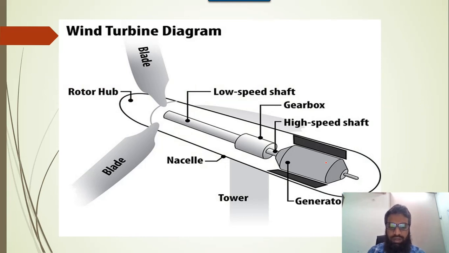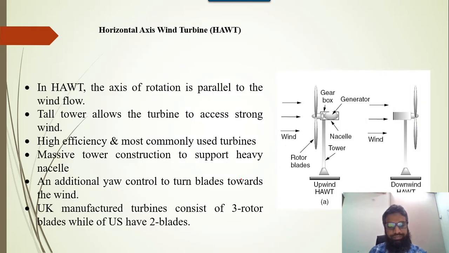So this is the wind turbine. If you see, this is the rotor hub, then we have the blade, then we have the low speed shaft, then we have the gearbox, and we have the high speed shaft, and then we have the generator. And all these things are mounted on the tower.